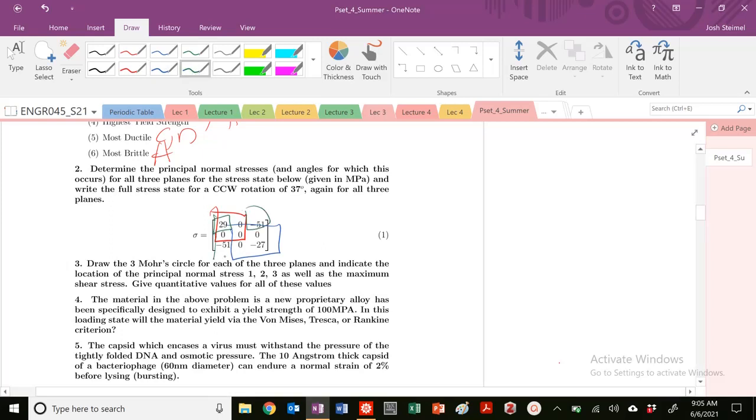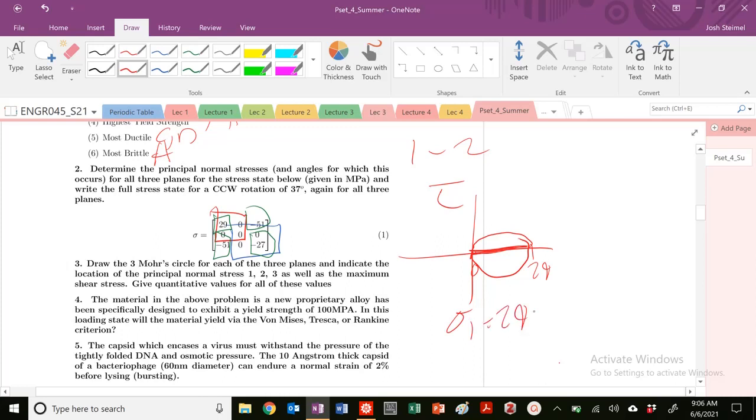So let's draw out the Mohr circle in the 1, 2 plane. I've got my tau and normal stresses. I've got here 29, I've got here 0, and I am already in the principal stress state. So my principal normal stresses are sigma 1 equals 29 megapascals, and sigma 2 is equal to 0.